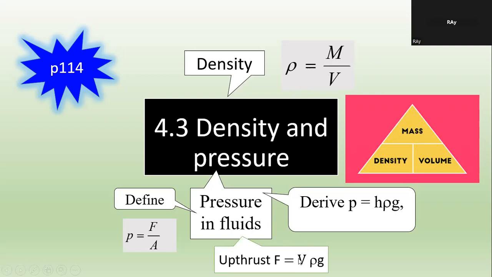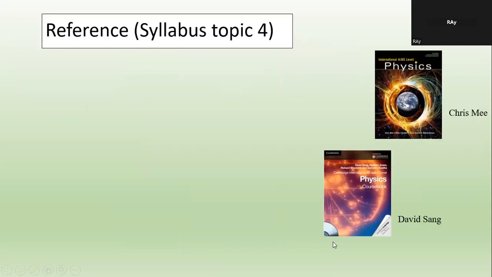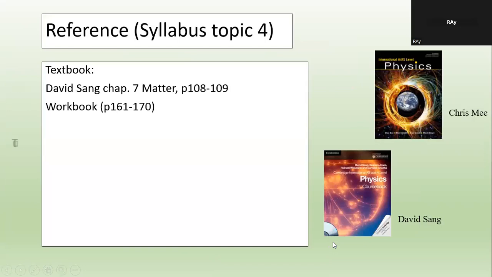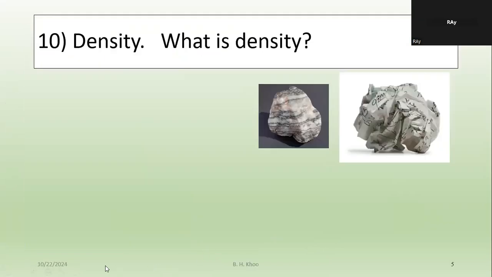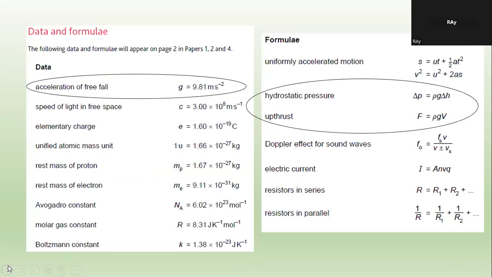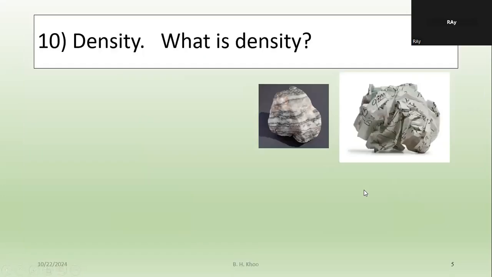Then upthrust is given in a formula sheet. So we won't bother about reference. You can use your own textbook. Okay, that's your syllabus. Oops, sorry, too fast. Know what is given in the formula sheet and data. Acceleration of free fall is given. Hydrostatic pressure is given. Upthrust is given, the formula. Know what is given.